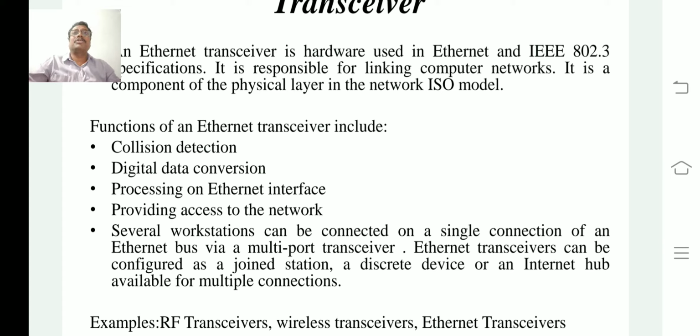It is able to connect to the internet wirelessly, and several workstations can be connected on a single connection on an Ethernet bus via multi-port transceivers. Ethernet transceivers can be configured as a joint station, a discrete device, or an Ethernet hub available on multiple connections. Examples are RF transceivers, wireless transceivers, and Ethernet transceivers.